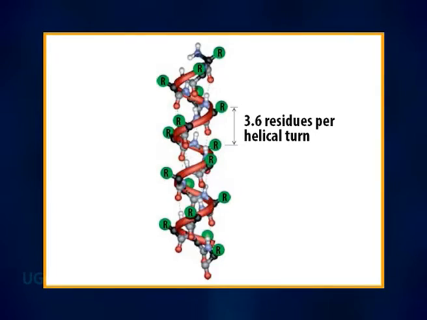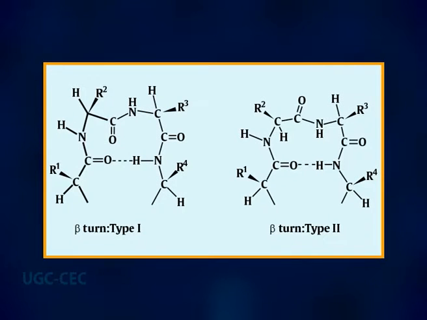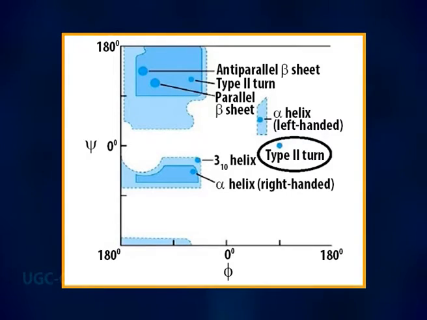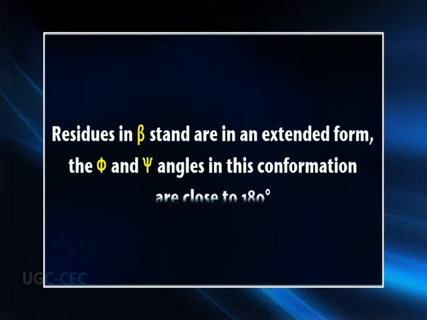Most of the amino acid residues in a given protein are found in some form of secondary structure, such as an alpha helix, beta strands, or turns. The phi and psi bond angles for each residue in the alpha helical structure are very similar as shown on the left. This is why the structure is so regular. Similarly, the phi and psi bond angles for every residue in a beta strand are similar. Since the residues in a beta strand are in an extended form, the phi and psi angles in this conformation are close to 180 degrees.